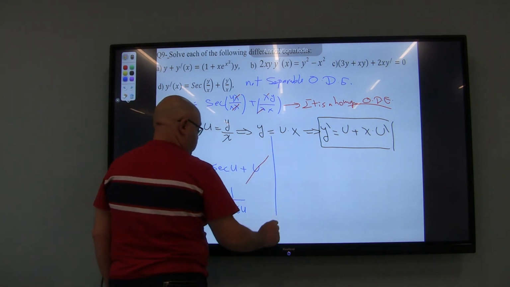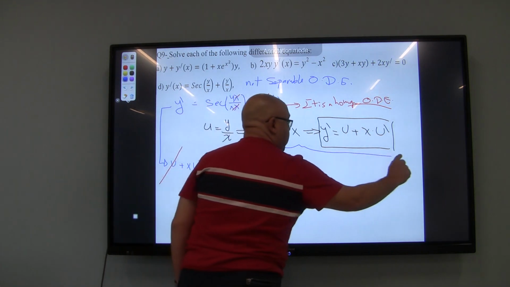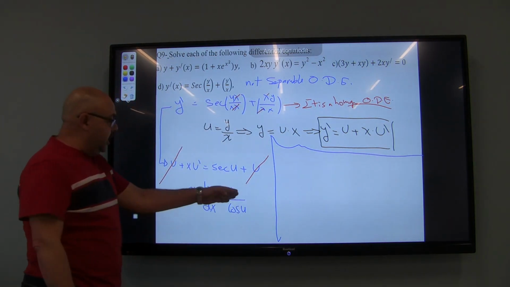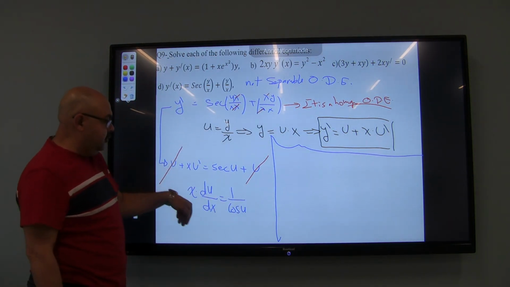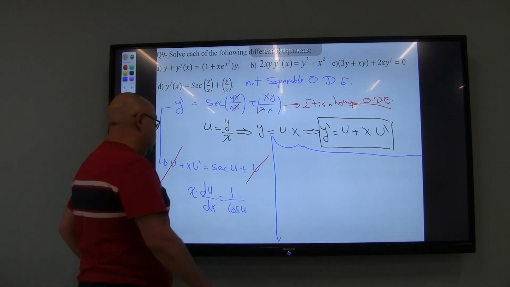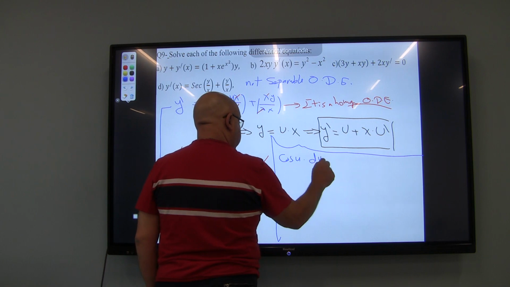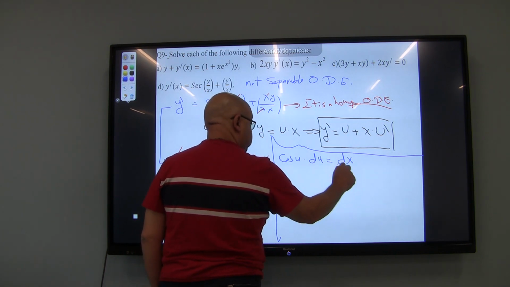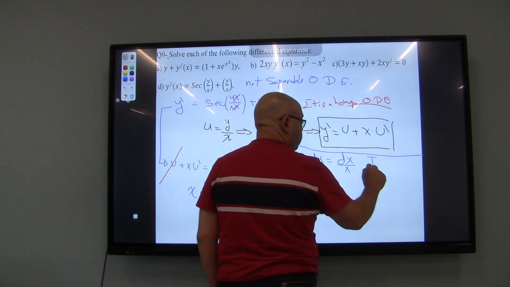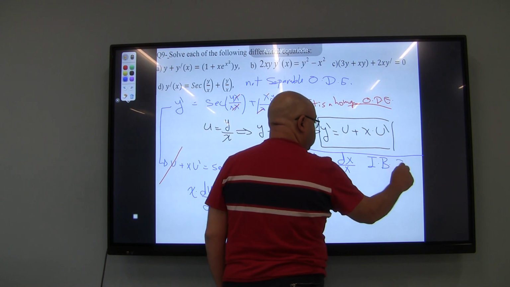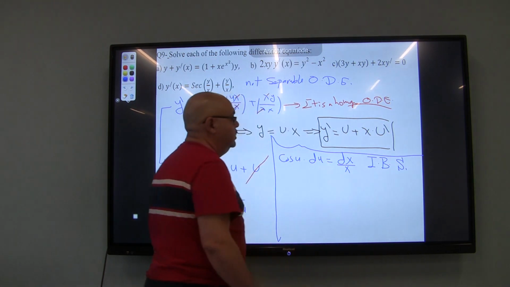So try to reorder your problem. Cosine u will come to this side, dx over x to go to the other side. So you will have cosine u times du, which is going to equal dx over x. Then I will integrate both sides separately.